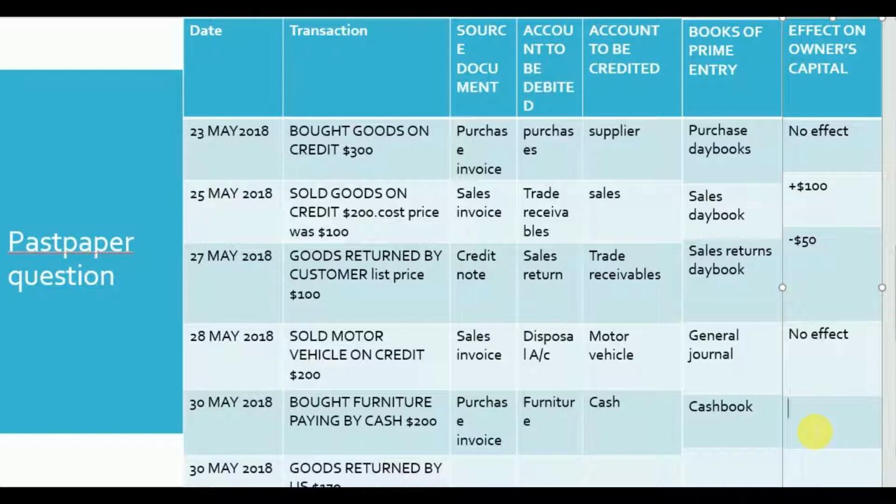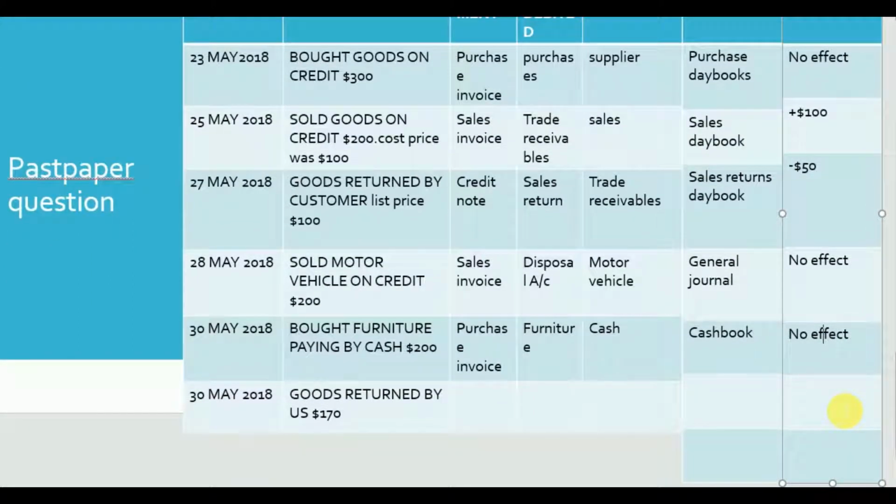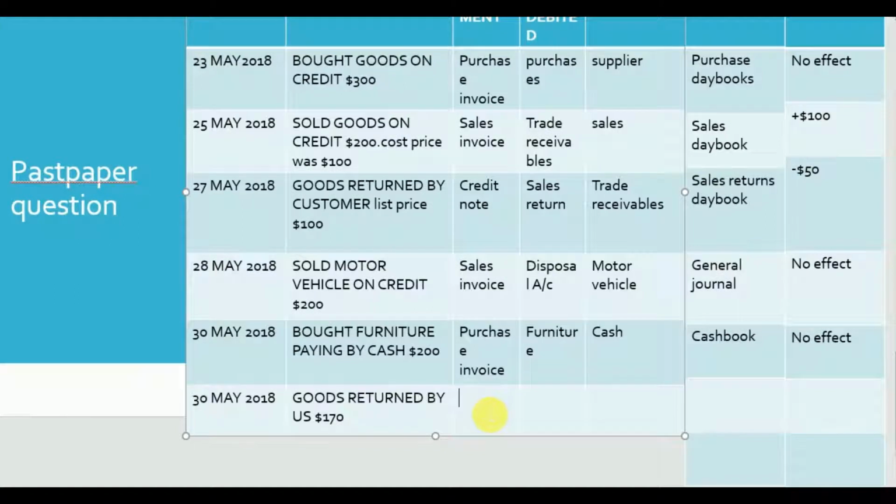So do we have any effect on capital or profit? No, no effect. And the last transaction is saying that goods returned by us $170. This is obviously the purchase returns, so we will say it is credit note.